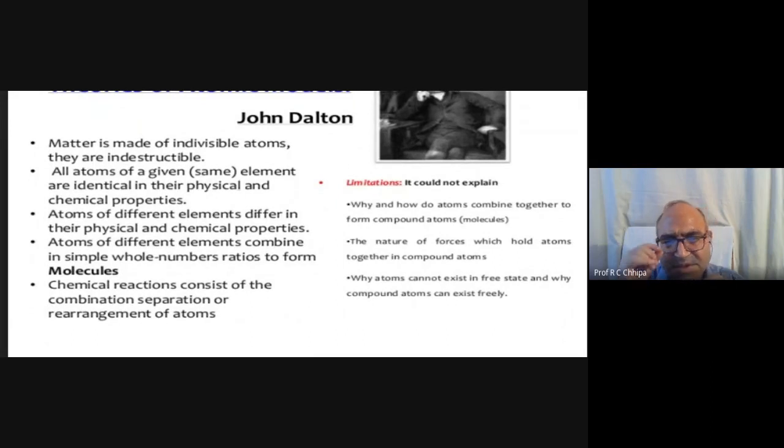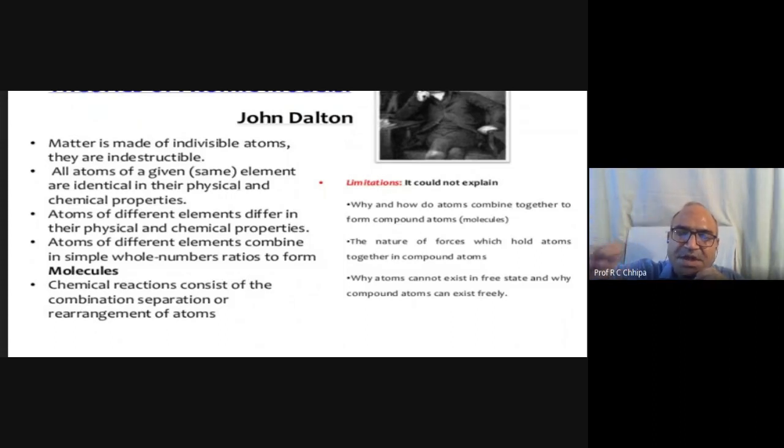Atoms of different elements combine in a simple whole number ratio to form a molecule. So molecule and atom are both different. A molecule is concerned with a compound, whereas an atom is concerned with an element. The smallest particle of an element is the atom, and the smallest particle of a compound is the molecule. So different elements combine in a simple whole number ratio.